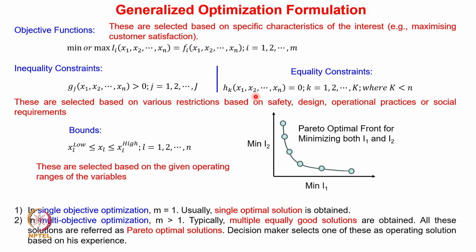One more important point to note down here is that the number of equality constraints should be less than n. Let's say if the number of equality constraints is equal to n, what does it mean? It means that we have K number of equality constraints and there are K variables. That means the system is completely defined. So we will have a unique solution. So if we have a unique solution, there is no optimization required.